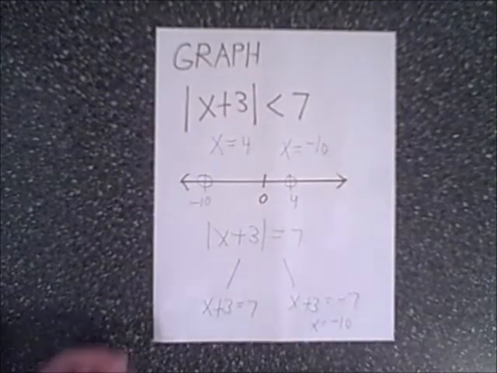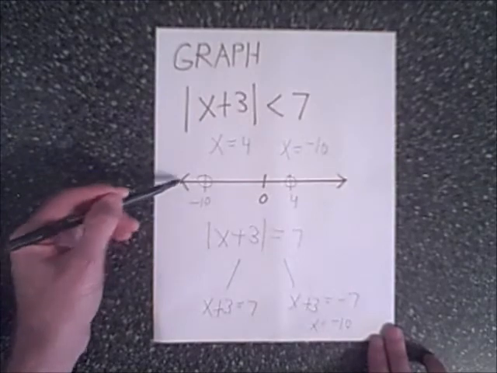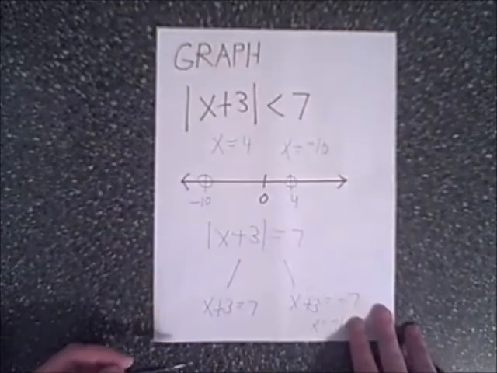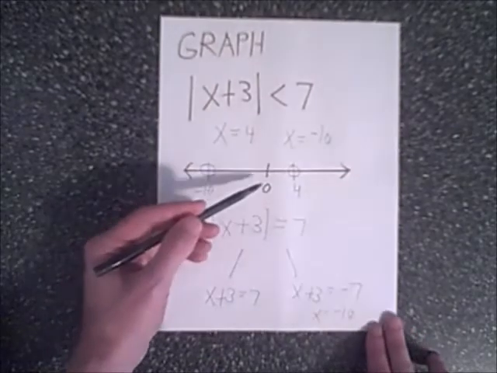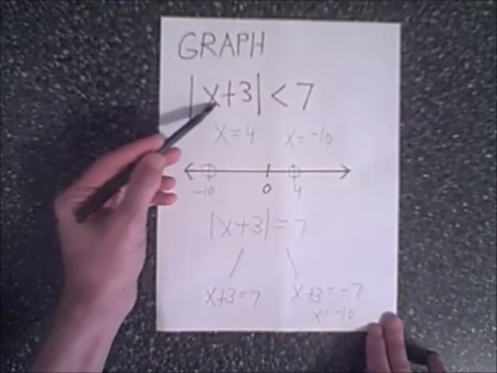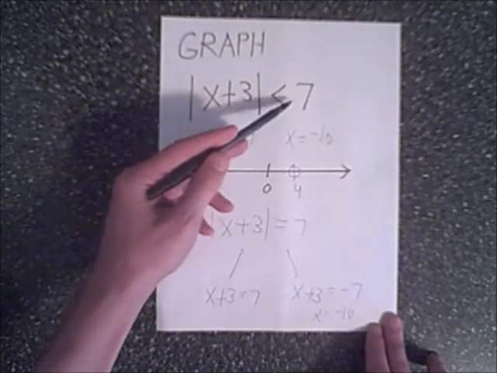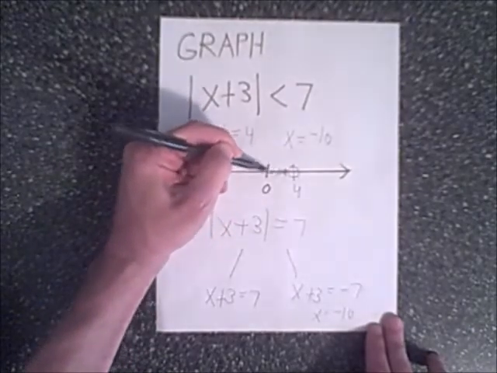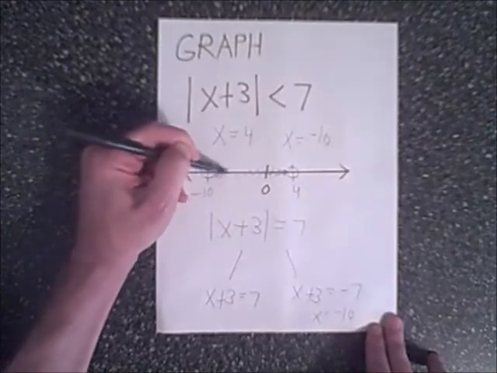And then finally, we're going to test. We have three regions: less than negative 10, between negative 10 and 4, and then greater than 4. So let's try the middle one first, 0. If we plug 0 into the original inequality, 0 plus 3 is 3, less than 7. That is correct. So we can actually shade the middle. There are different ways of shading. Some people draw a line.